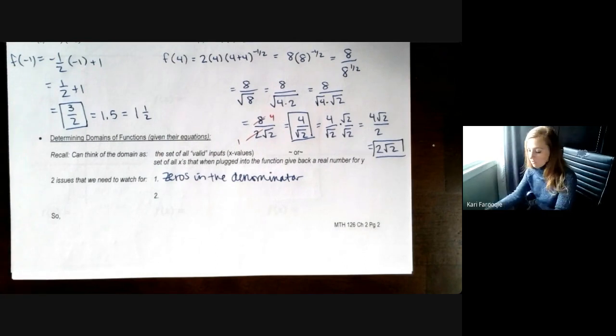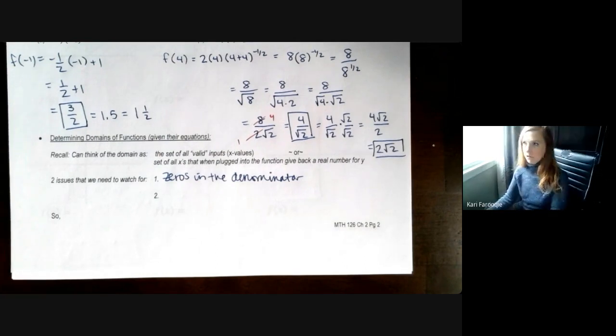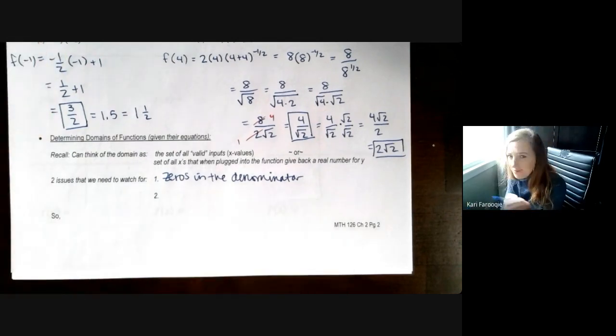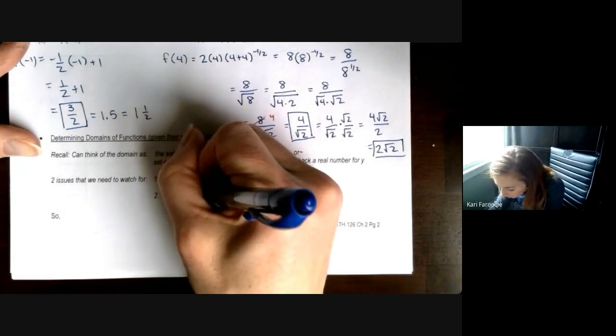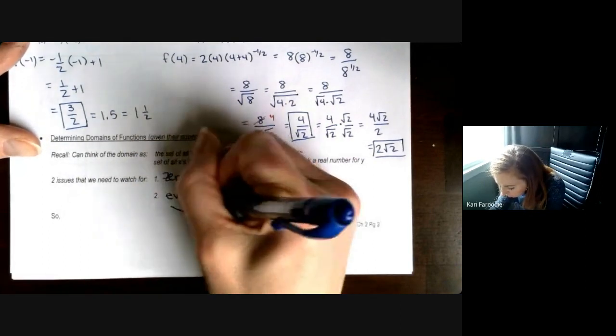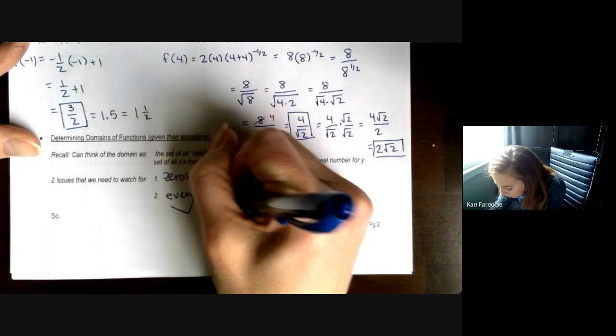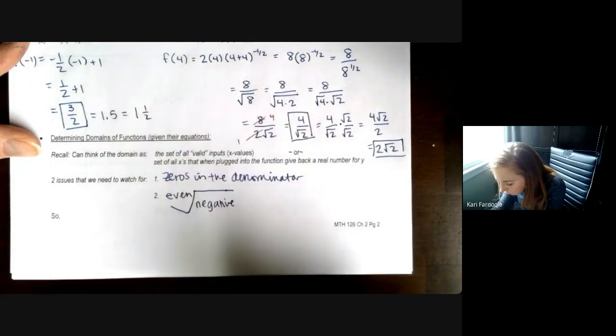Remember that a 0 in the denominator is a case where you're either going to end up with a vertical asymptote or a hole in your graph. So your graph, either way, won't be able to exist at that point. It should be something you talked about in college algebra. Another thing we need to watch out for is a negative radicand with an even root radical or an even index radical. So we're talking about a radical where the index is even and the radicand is negative.